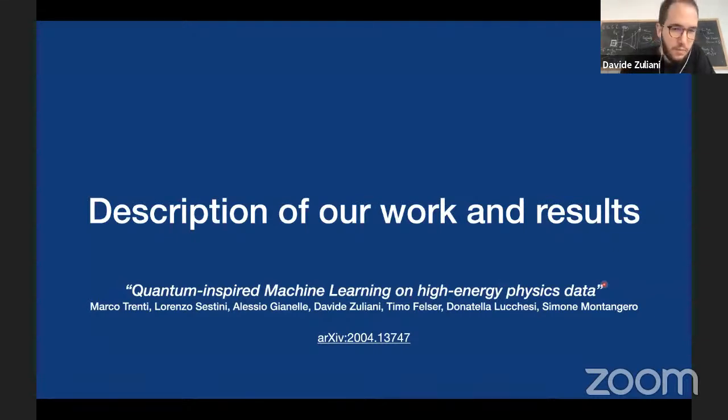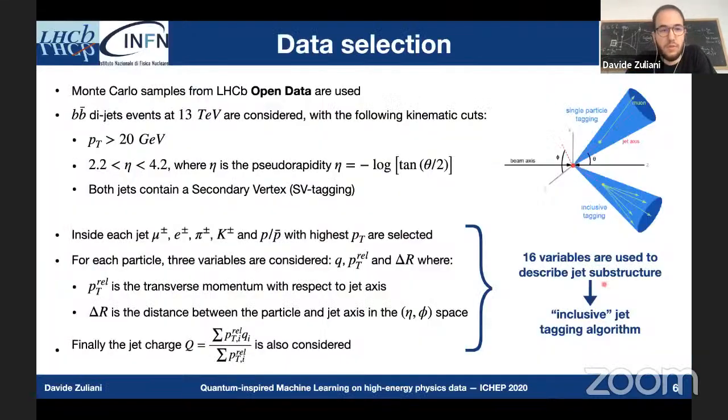So let me describe our work and our results. We started from some Monte Carlo samples from LHCb Open Data. We used b b-bar di-jet events at 13 TeV. And we applied some kinematic cuts on the transverse momentum and on the pseudorapidity, and we required both jets to contain a secondary vertex, the so-called SV tagging.